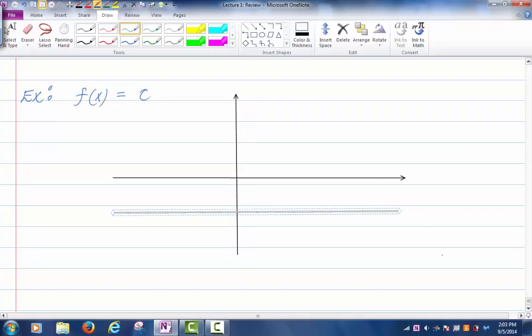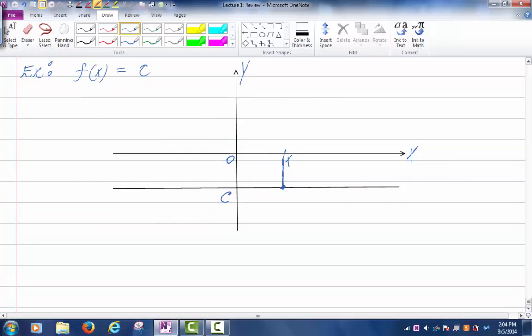So let's say this is the x-axis, this is the y-axis, this is the origin here, and let's say c is a negative number, so c is right here. Then the graph of this function is the horizontal line going through the point (0, c). Again, the reason is for any given x, the corresponding output value is c. Is everybody okay? So the height of the graph at any given x is c.